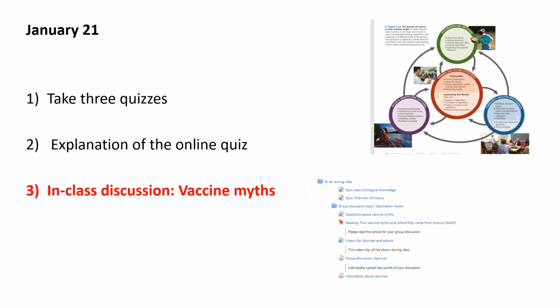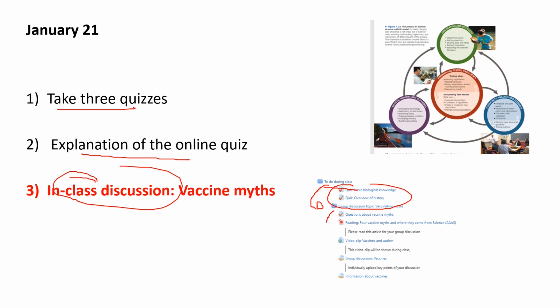Now in this section, you already took the quizzes, and I already gave you an explanation of those. Now we're going to have a discussion in the class. To do that, I want you to go to the to-do section, to-do during class, and after the quizzes you will find the information for the group discussion. We will talk about this as science communication.